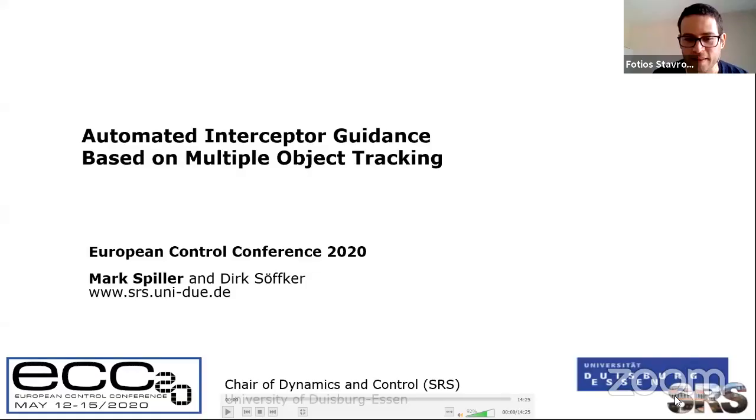Okay, thank you very much once more for your presentation. And now time for the next paper. Fotios, you're welcome. Thank you, Oleg. So we have our last presenter now, and the paper is entitled Automated Interceptor Guidance Based on Multiple Object Tracking, and the presenter is Mark Spiller.